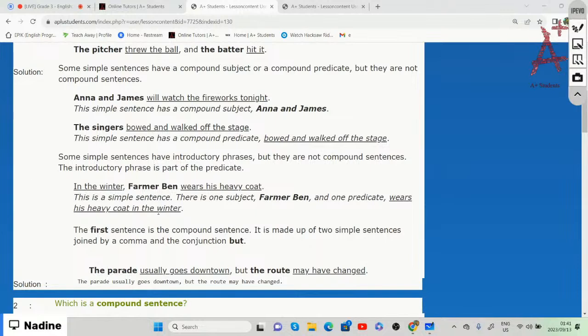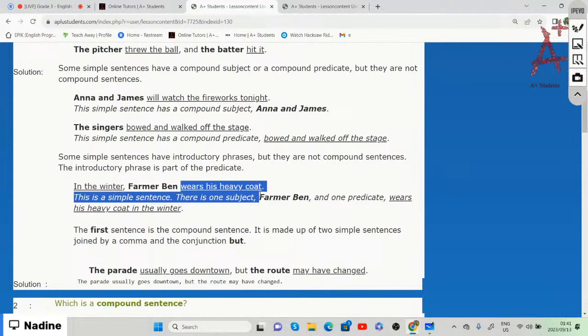So in this case, this is a simple sentence, right? And we have our one subject, which is Farmer Ben. Farmer Ben is our subject. And then we have our one predicate, which is wears his heavy coat. You can either say wears his heavy coat, or wears his heavy coat in the winter.